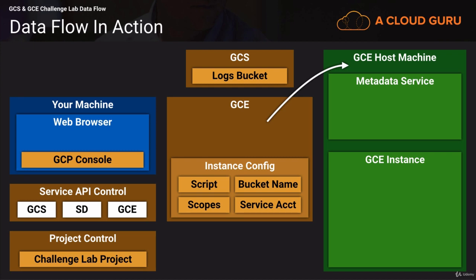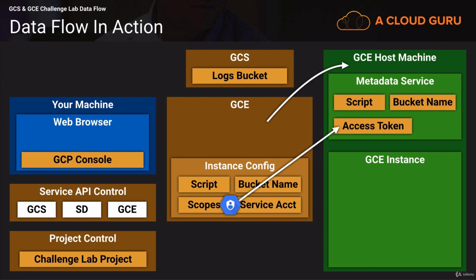Now, as a part of setting up this GCE instance on this GCE host, this metadata service will get information from the GCE control plane. In particular, it'll get the startup script and the custom metadata bucket name that we passed along. But when it comes to the scopes and the service account, there's a little bit more that goes on here. In particular, the identity and access management service comes into play, and it combines the scopes and the service account together to create an access token.